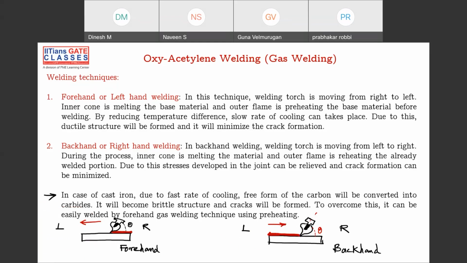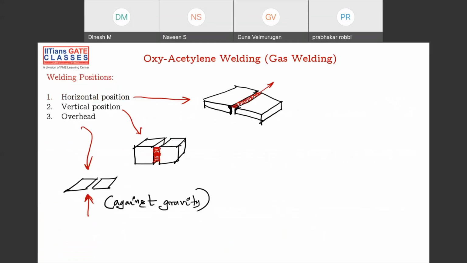Okay. So what is the use of preheating? You can reduce the residual stresses. What is the use of preheating? You can reduce the crack formations. Okay. So those are the important points for your forehand welding and the backhand welding. And these are the different welding positions that you can make the weldings.